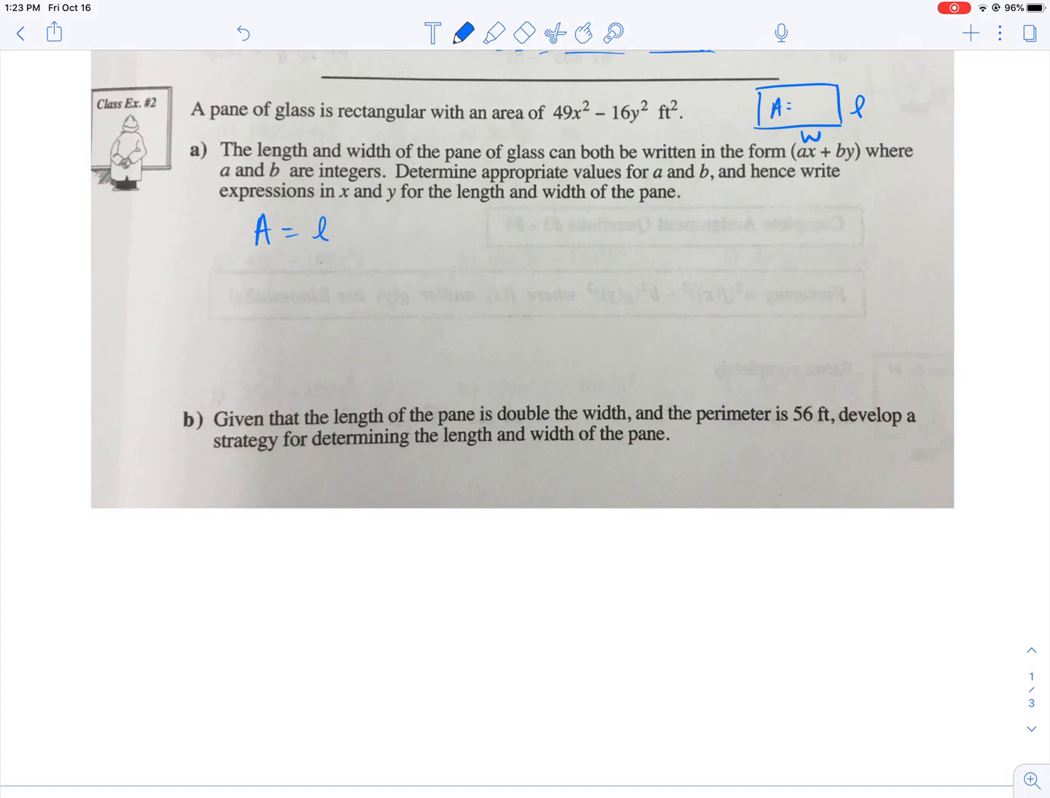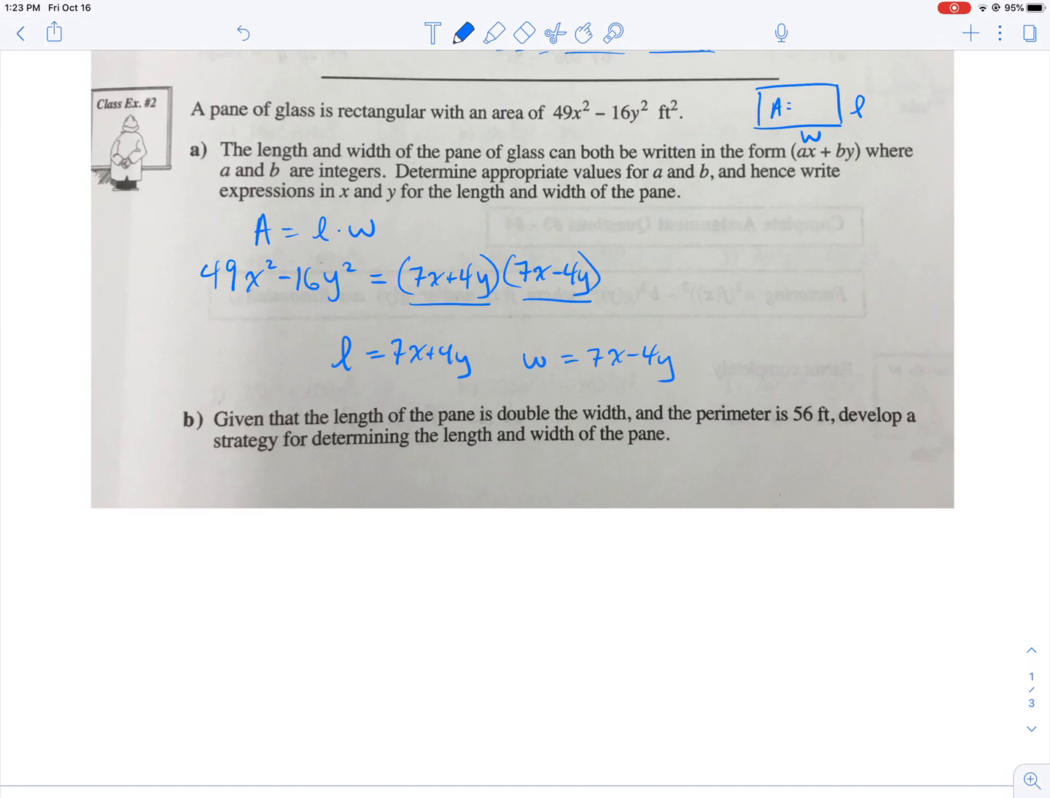A equals L times W. So we have 49x squared minus 16y squared is equal to 2 factors. Well, 7x plus 8, oh, not 8. That's easy to make a mistake like that. 7x minus 4y. There we go. And then we just want to know expressions. So here, length can be 7x plus 4y, and the width is equal to 7x minus 4y.